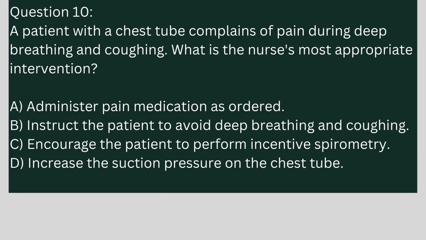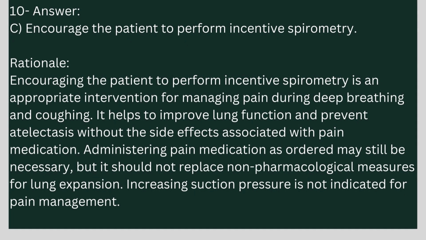Question 10. A patient with a chest tube complains of pain during deep breathing and coughing. What is the nurse's most appropriate intervention? A. Administer pain medication as ordered. B. Instruct the patient to avoid deep breathing and coughing. C. Encourage the patient to perform incentive spirometry. D. Increase the suction pressure on the chest tube. Answer 10. C. Encourage the patient to perform incentive spirometry.